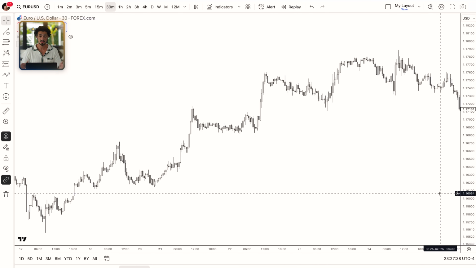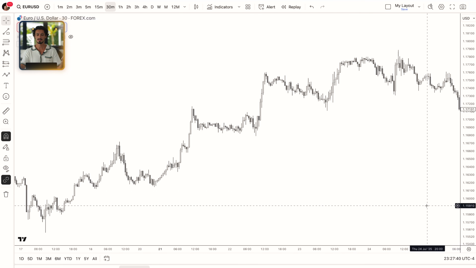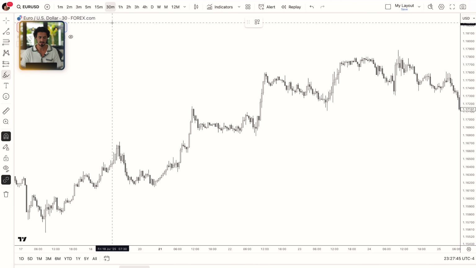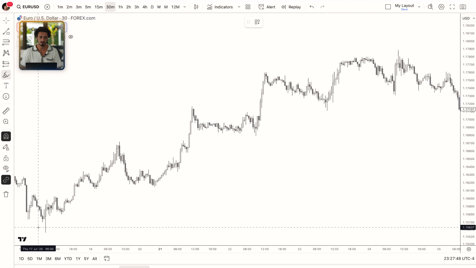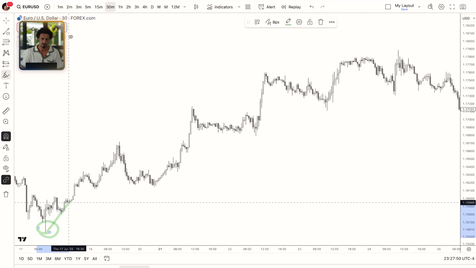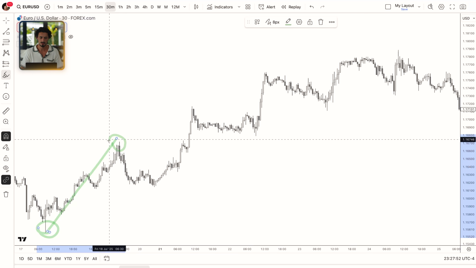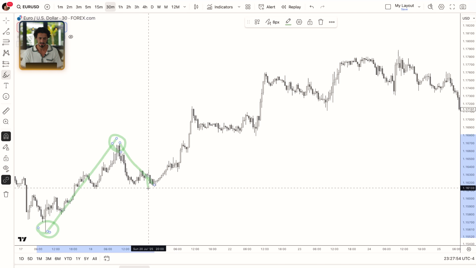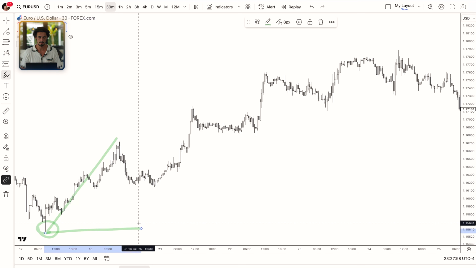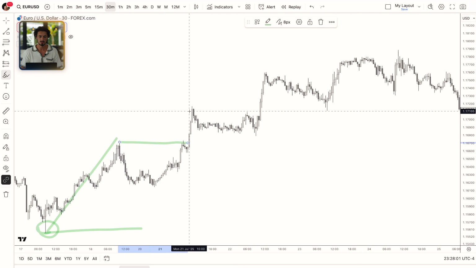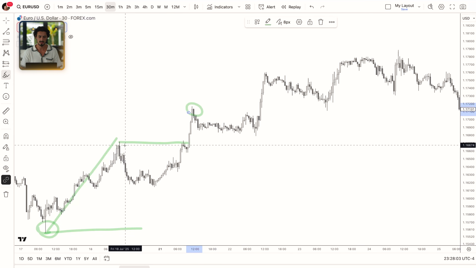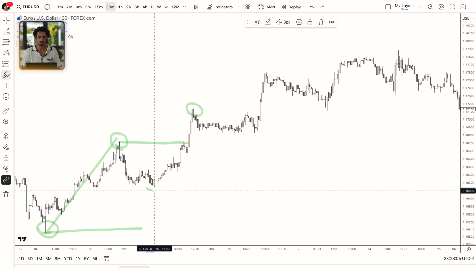Now, if we come here to the actual live market, you'll see this unfold in real time. What you can see here on euro-dollar 30-minute time frame is that we have bullish price action. So we have a swing low down here. That price puts in a high up in here. This high puts in a low down here. Right? Notice that this low is higher than the previous low. Then we have a break of structure with a higher high, right? So now we have highs getting higher, lows getting higher.